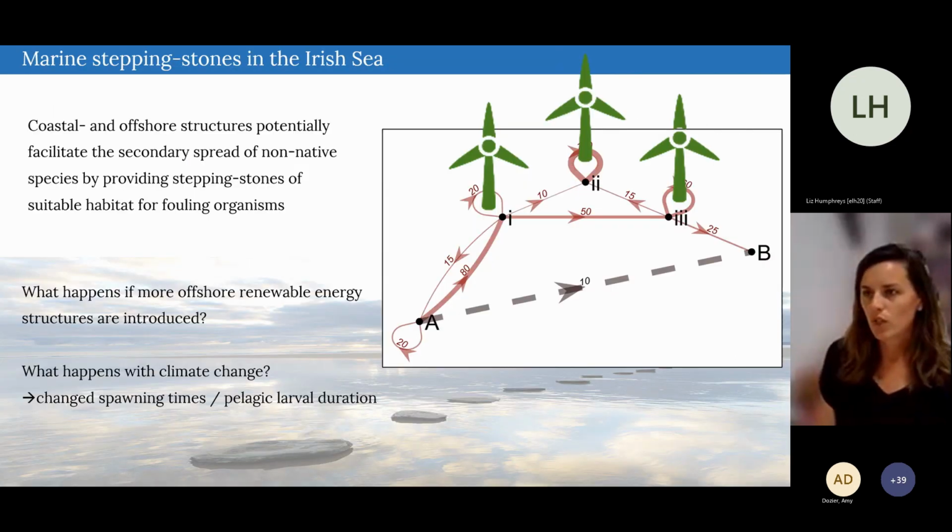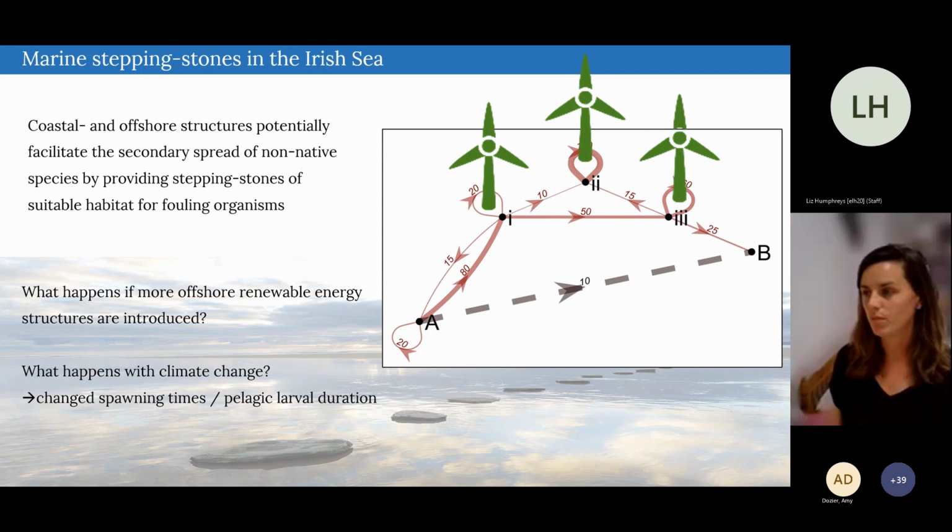Staying on the theme of future things, this is going into work package 8 modelling. We have been looking at how the installation of various offshore renewable energy structures may affect the background connectivity within the Irish Sea, in the sense of species using those structures as what's known as marine stepping stones.